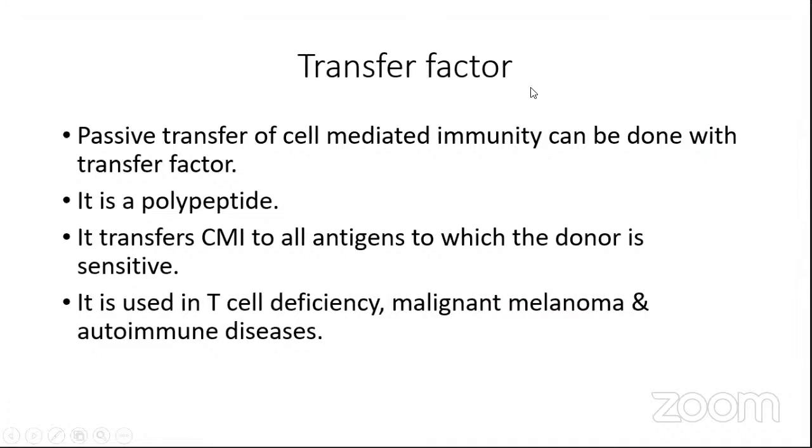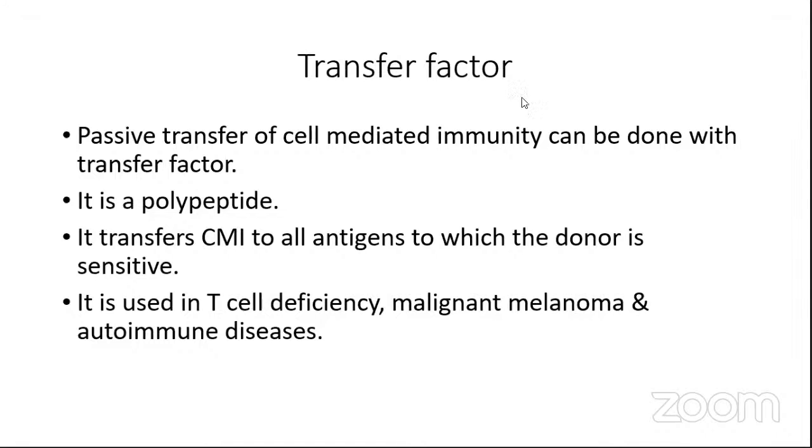Then there is another factor, the transfer factor. What do you mean by passive immunity? Anyone? Passive immunity? Shirisha? Kriti?